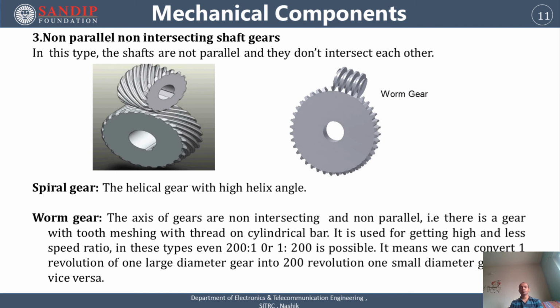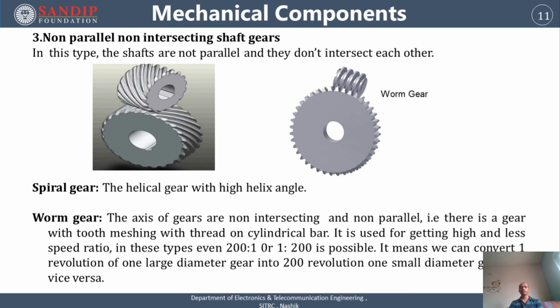Where can we use it? It is used for getting high and low speed, where we have to convert from high speed to low speed or low speed to high speed. In that case we use these worm gears, to reduce the speed or to increase the speed. What is the ratio we use here? Generally, we use 200 to 1.